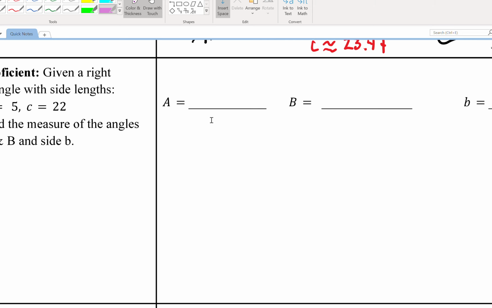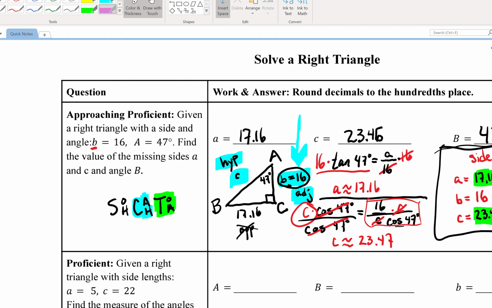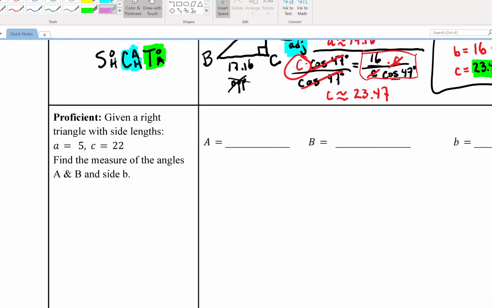This is a video on how to solve a right triangle. Solving a right triangle means to fill in everything. You find all the angles, all the missing angles, all the missing sides. And so we're going to go ahead and do that.